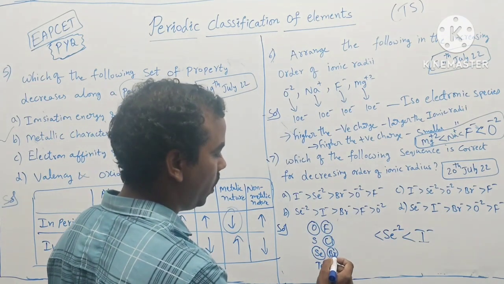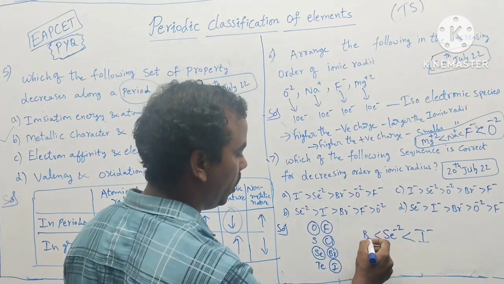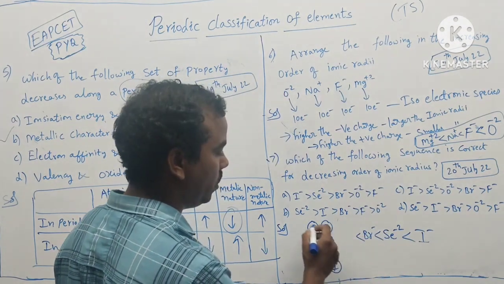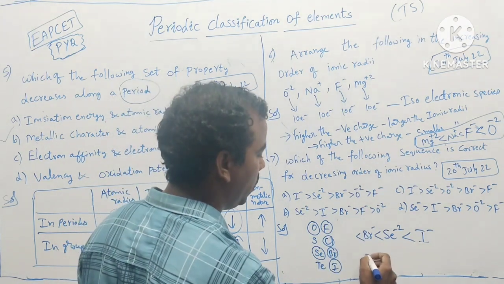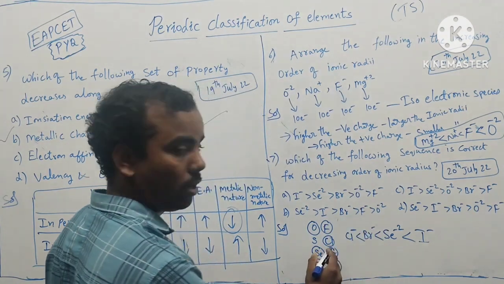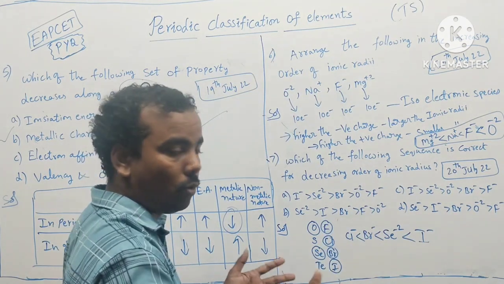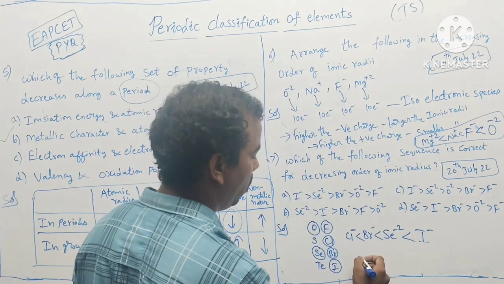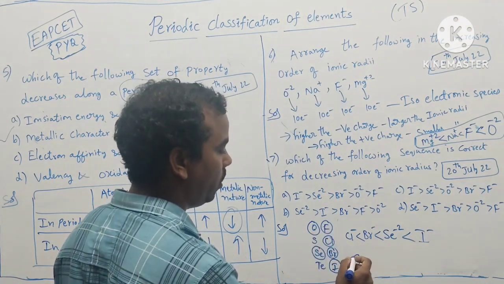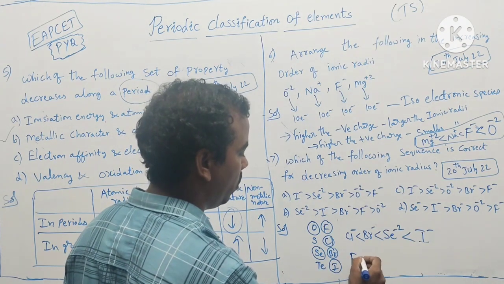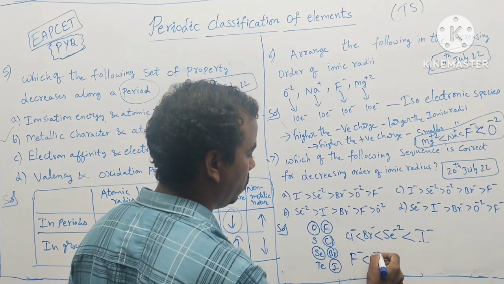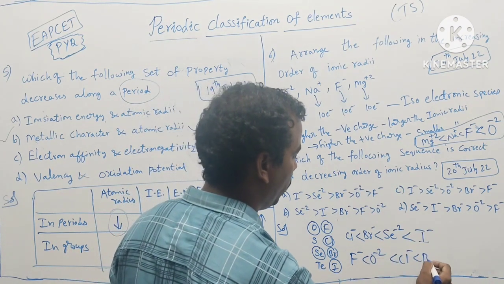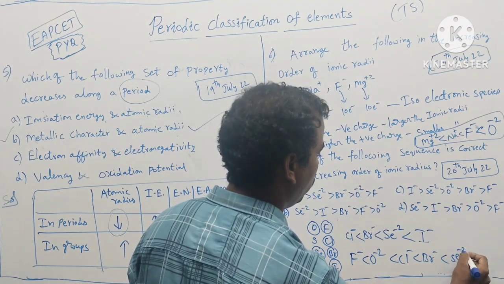Next, when compared to chlorine and bromine, Br has more number of shells, so Br- is larger. Next Cl-, oxygen and fluorine compared. Cl- has more number of shells, more ionic radii. When compared to oxygen and fluorine, oxygen has -2 charge and fluorine has less negative charge, so F- is smaller than O-2. So first F-, next O-2, next Cl-, Br-, Se-2, I-.